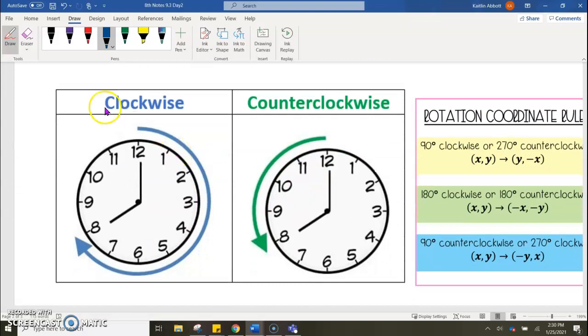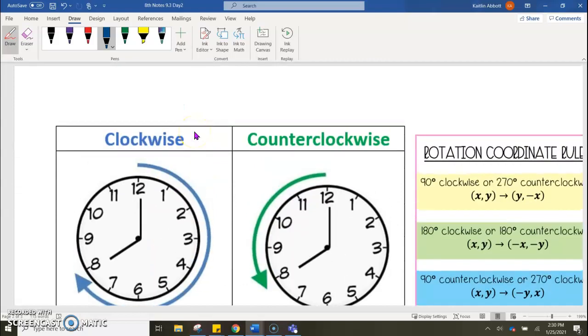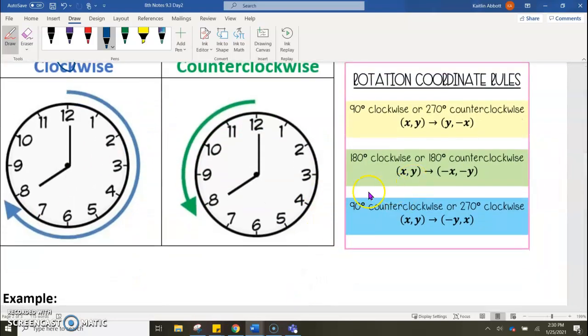Okay. Remember, clockwise goes to the right, and counterclockwise goes to the left. And here's our handy dandy chart. Remember, we don't use the 270.